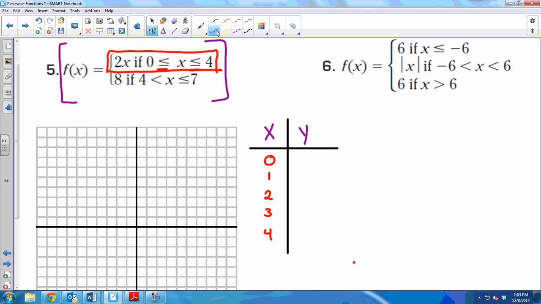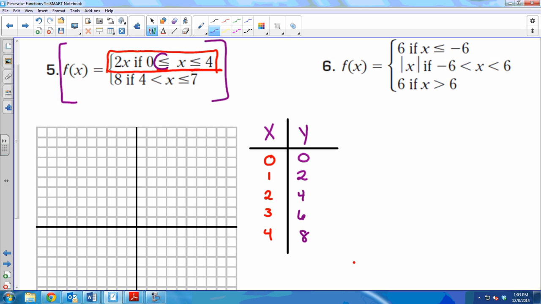All right, so then we're just going to plug it into the equation. So what's 2 times 0? And what's 2 times 1? And what's 2 times 2? And 2 times 3? And 8, and so forth, right? Do you need a calculator for that? No. So now we're just going to graph it. When you're graphing it, it's just graphing a line, no big deal, but it's on a specific interval. It doesn't go past that. So it has endpoints. It's just a segment. It's not a continuous line.